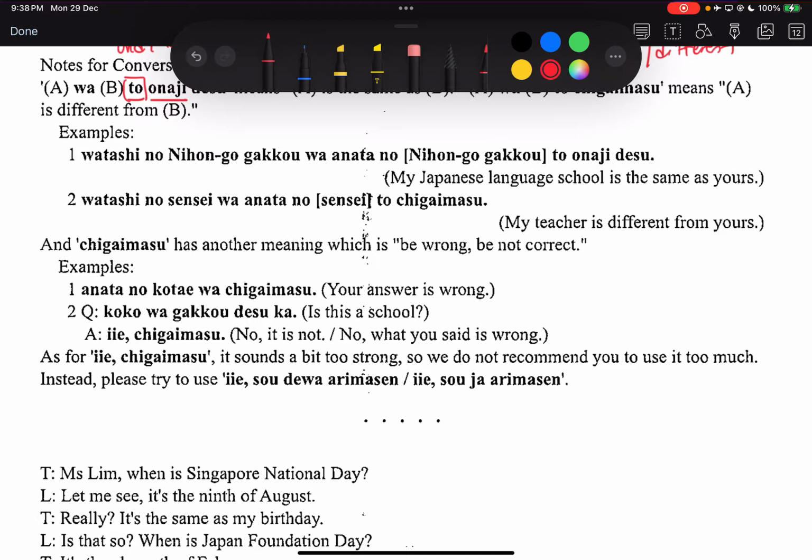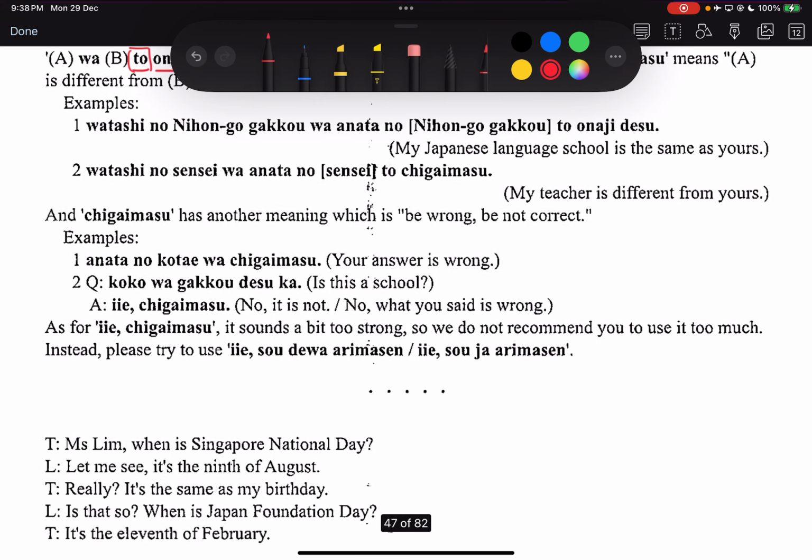Then the next line, 違います has another meaning, which is be wrong, not correct. So this is what I mean: when you want to say it's different, but the other person hears it as, oh, you're wrong. So that means it's like, wow, all they say is just wrong. Right?